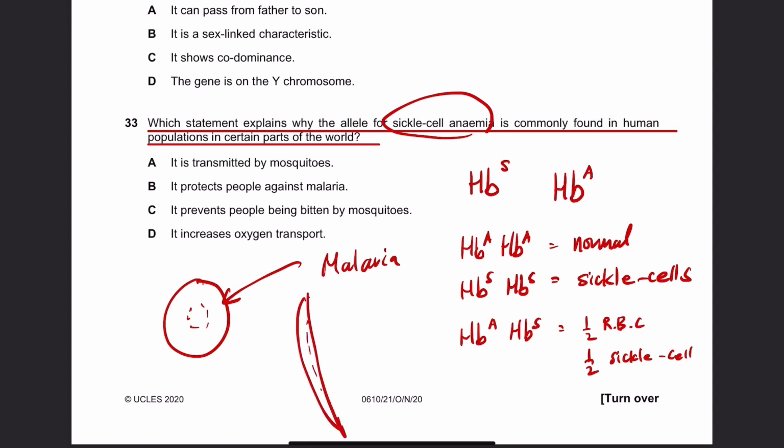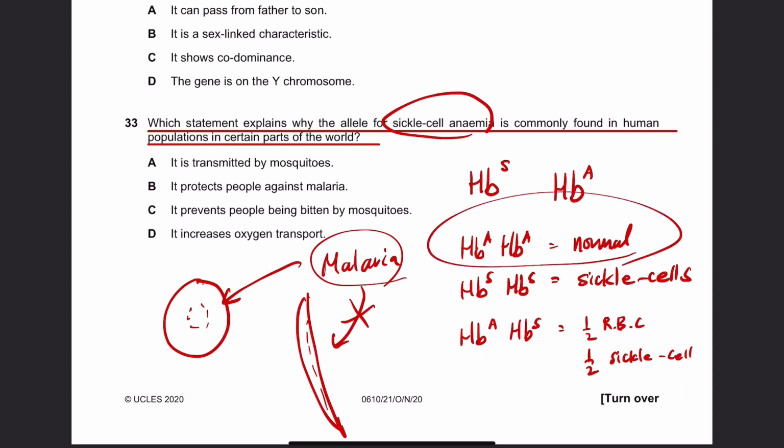For the red blood cells that are turned into sickle cells, they're safe from the malaria. And of course, malaria is transmitted by the mosquitoes. And this is why some parts of the world have a lot of sickle cell anemia genes left in the population. Because normal people get affected by the malaria and they often die.